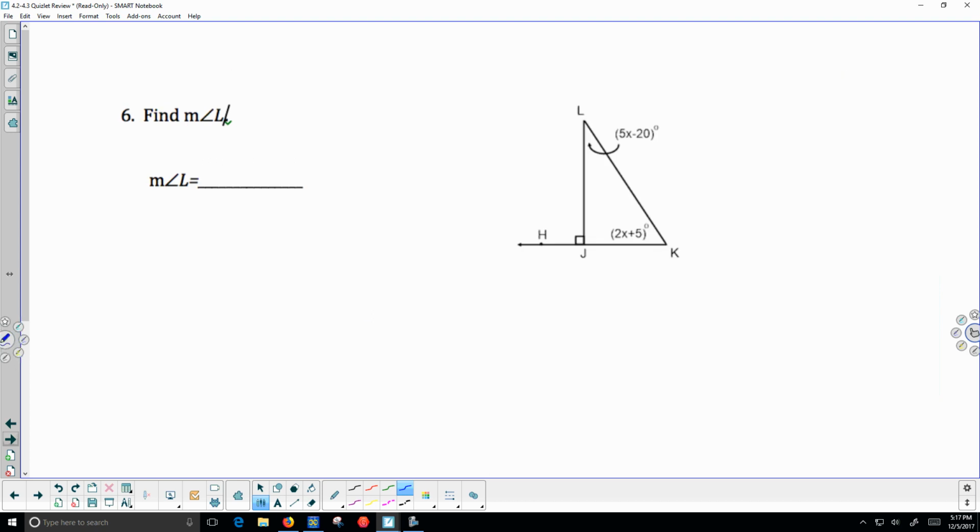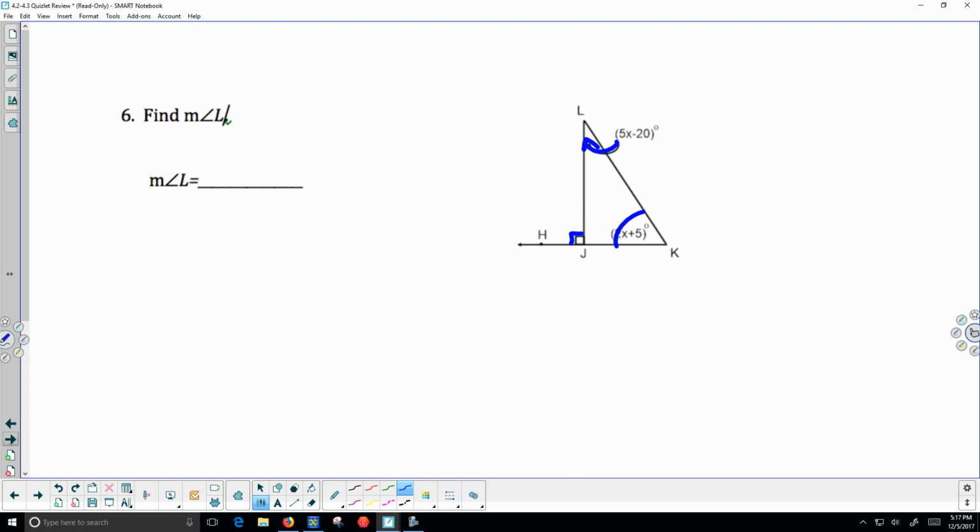Last one here. I want to find the measure of angle L. There's probably a weird cursor thing when I was copying this over to Smartboard, but this is very similar to number 4. All right, I have 2 interior angles. This one is 5x minus 20. This guy is 2x plus 5. And this guy has a 90-degree angle in it. It has that little box that tells us, hey, this is 90 degrees.